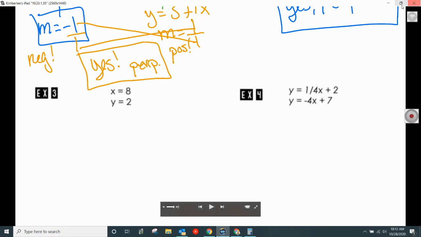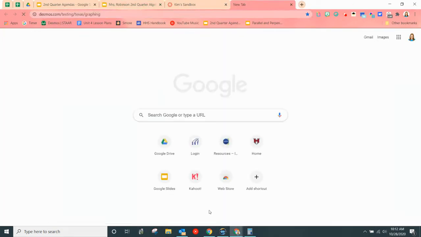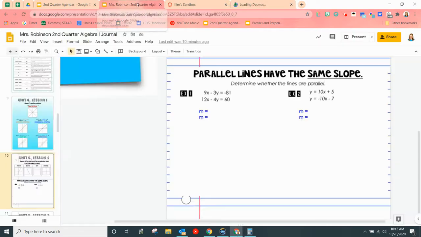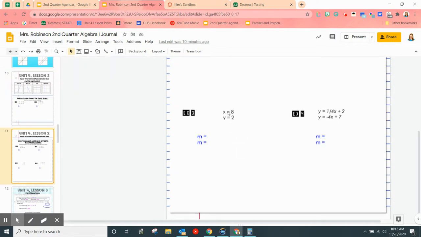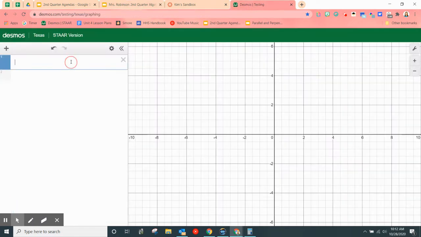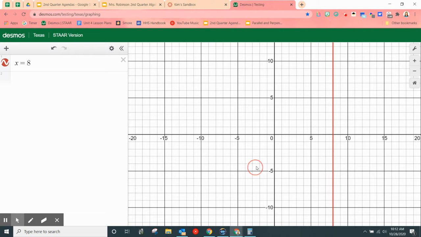Okay, so I'm going to leave my iPad now because number 3, what we're going to do with it is, these are funny looking equations, right? So for these, let's graph them in Desmos first. Let's see what we get here. So I'm going to come over here and go to my Desmos. So the first one that I need to graph, come down here to my notes on the second one, x equals 8. So here I go, x equals 8. Where's my line? Let me turn this on projector mode so you can see it. There it is right there.